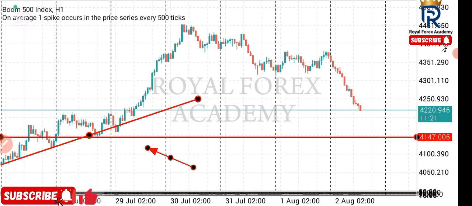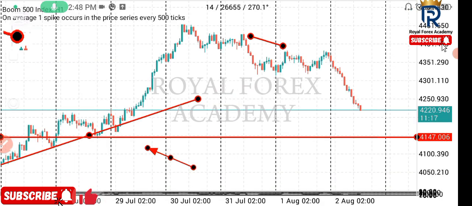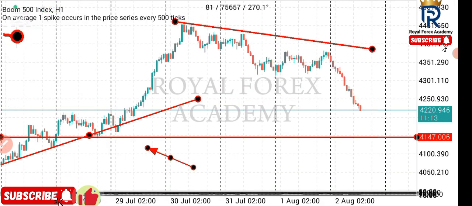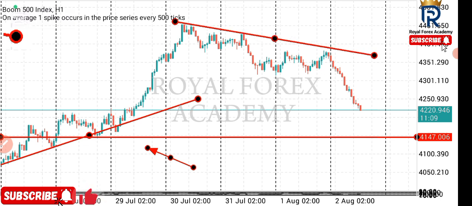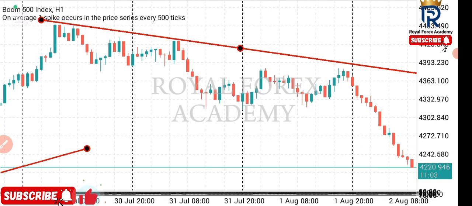So let's look at this downtrend scenario and see exactly what happens and how we can take advantage of this. Great. Now we have a peculiar issue that we need to handle here.